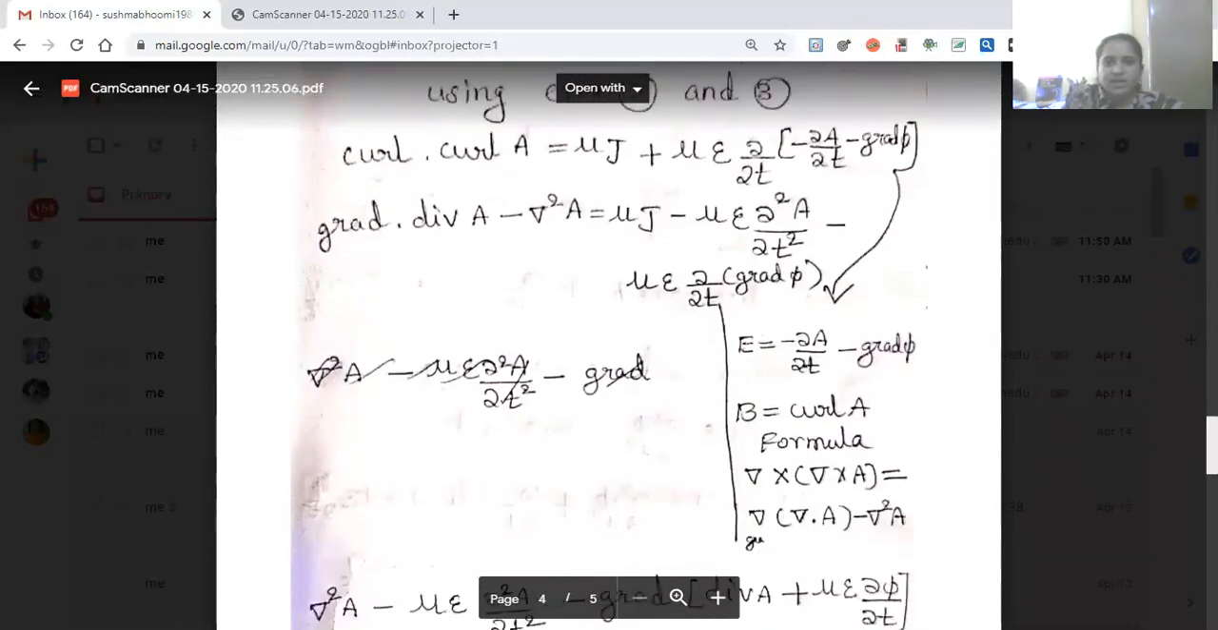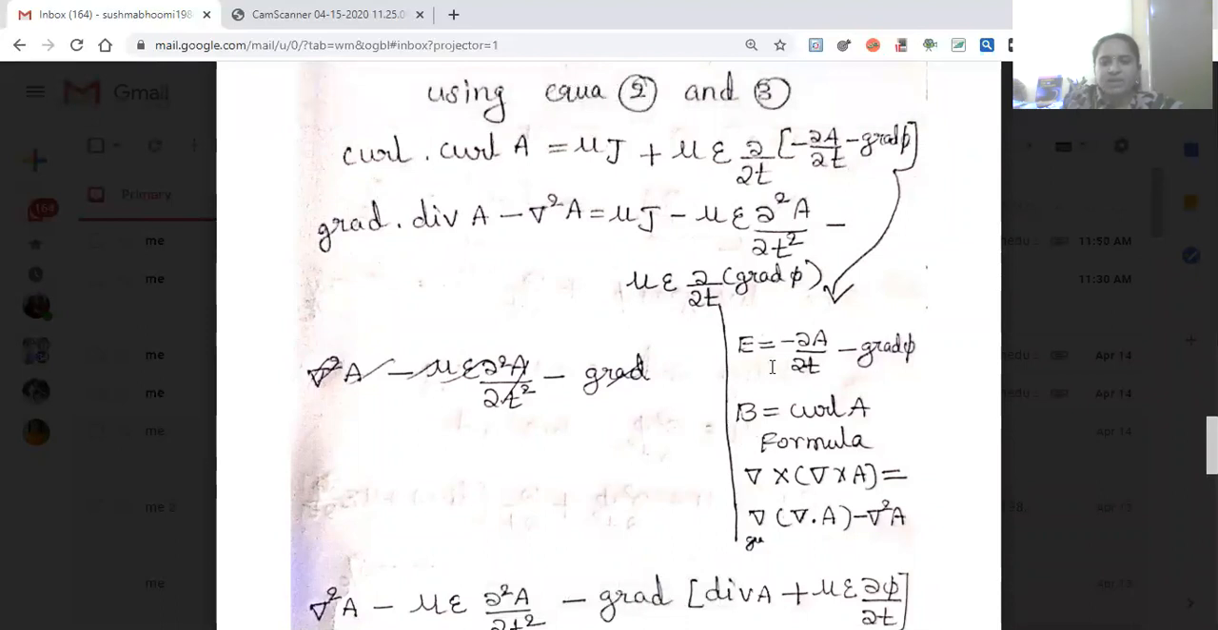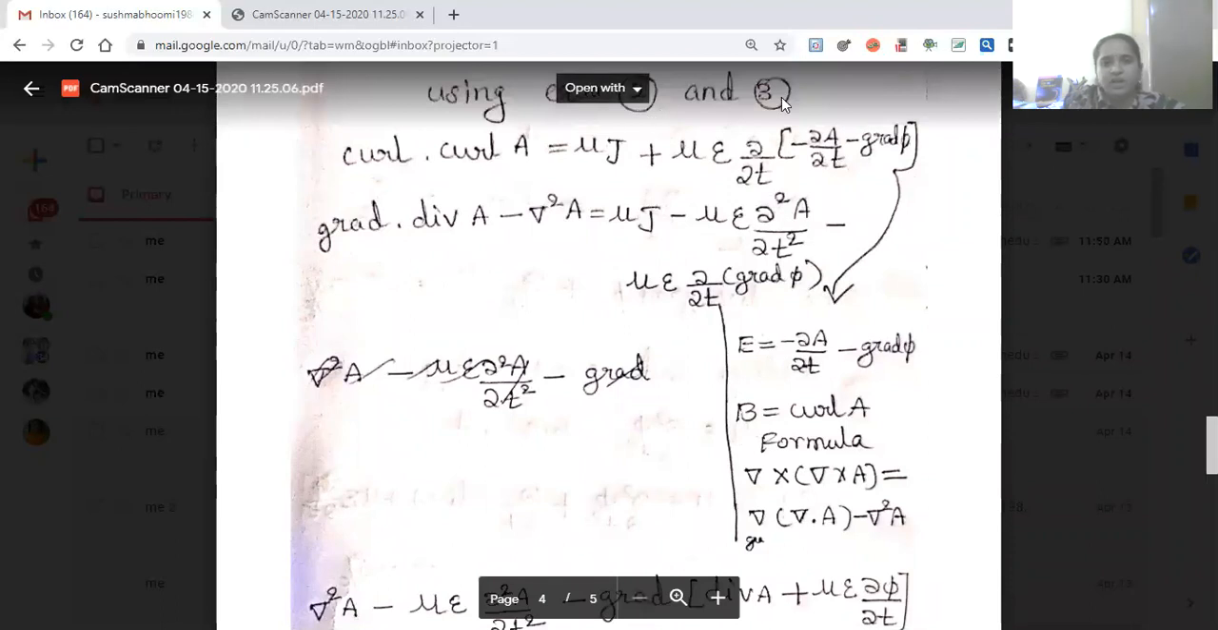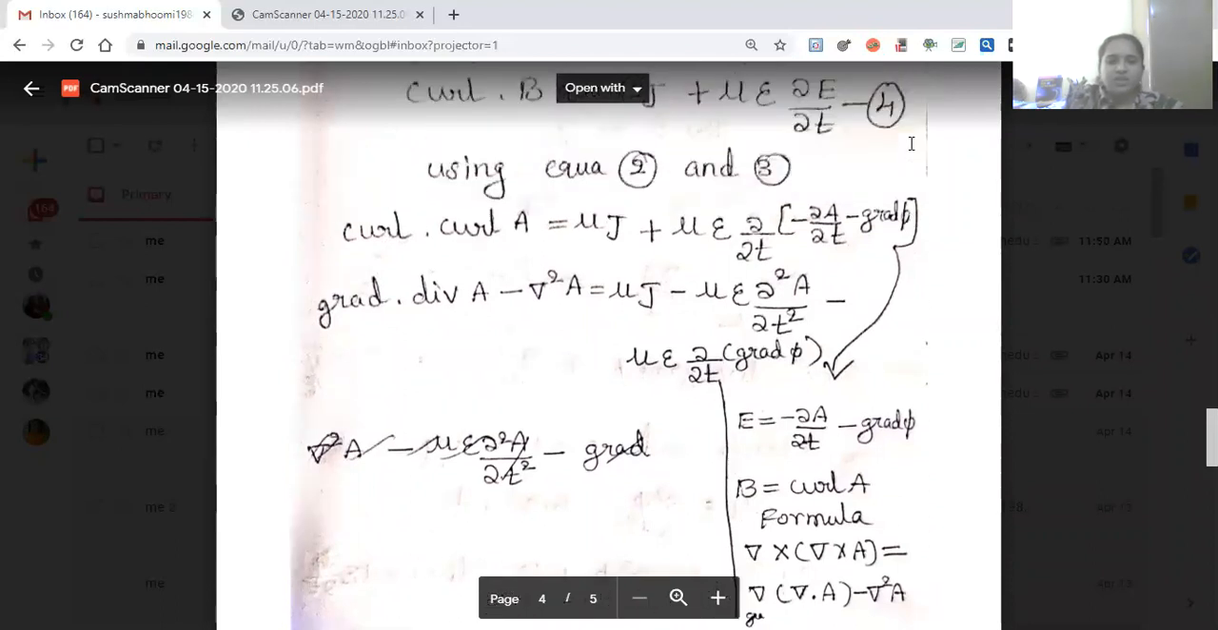That is, I just modified this equation. That is E equal to minus del A by del T minus grad phi. So in place of E, I'm just substituting this one, and in place of B, I'm substituting curl of A. So that is from equation 2 and 3. So on this side, that is curl of B, I'm substituting equation number 2.